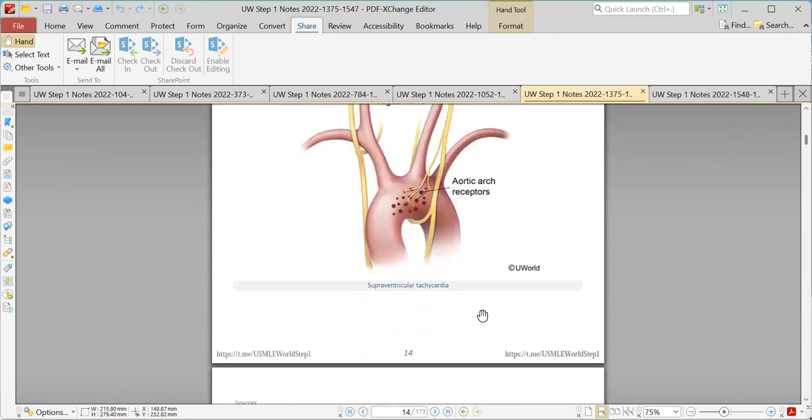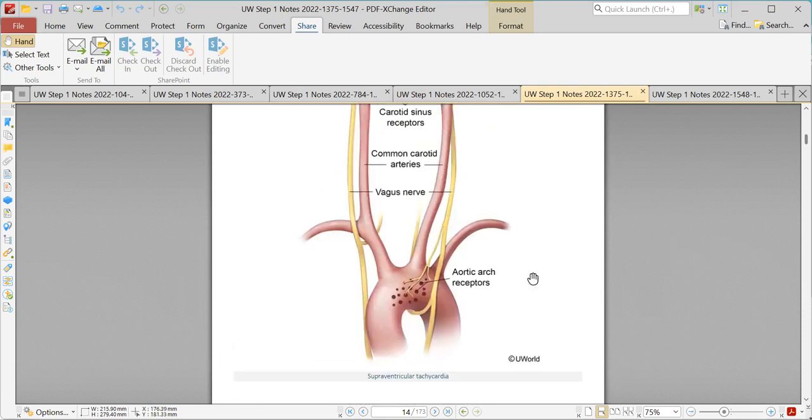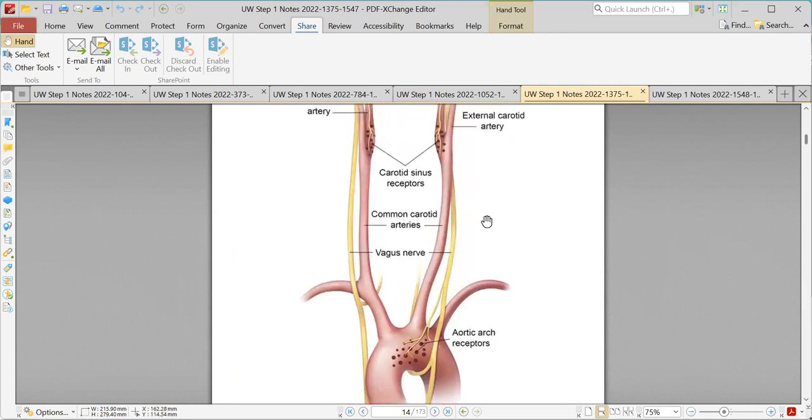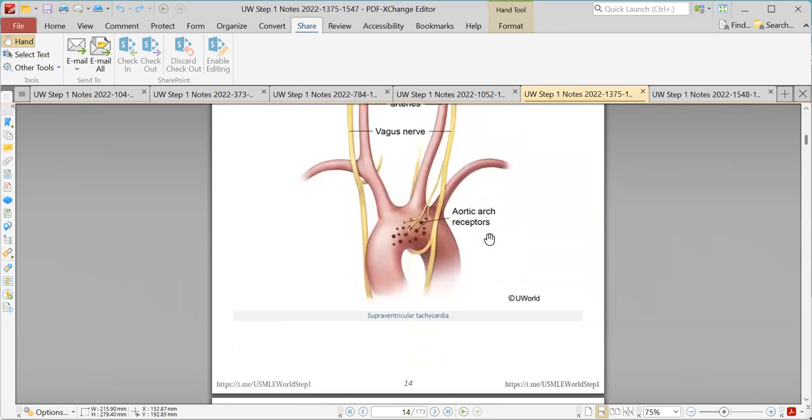Okay, so we have done carotid sinus hypersensitivity. Supraventricular tachycardia: there's a lot of impulse. One of the treatments for supraventricular tachycardia is carotid sinus massage. This will actually activate the vagus nerves.